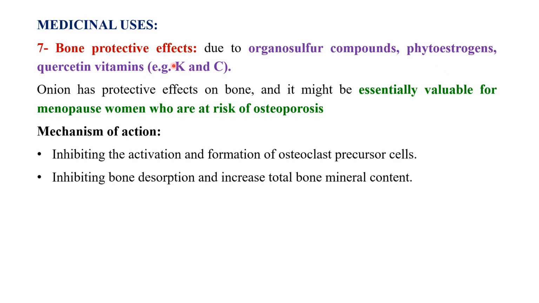Actually, these two mechanisms are mainly due to the presence of phytoestrogen. The presence of potassium also is very important. It works synergistically with calcium. So you can find that most supplements containing calcium or vitamin D also contain potassium, because potassium helps in the deposition of calcium inside the bones. So onion here could provide several compounds important for the health of your skeletal system.